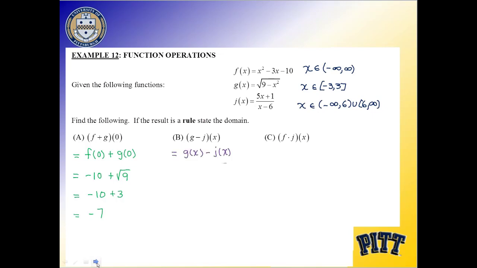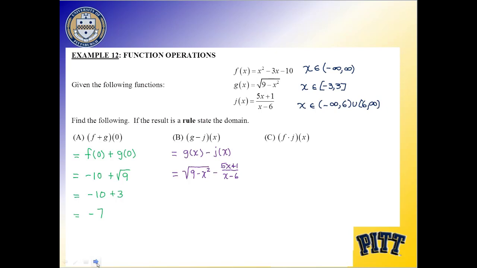When I look at g minus j of x, very similar, that's the same thing as g of x minus j of x. The only thing I can substitute here is what g of x and j of x are. I'm basically going to substitute the right-hand sides, and that would be the rule for the function. Sometimes you can simplify them, so you need to be on the lookout to see if it can possibly simplify.